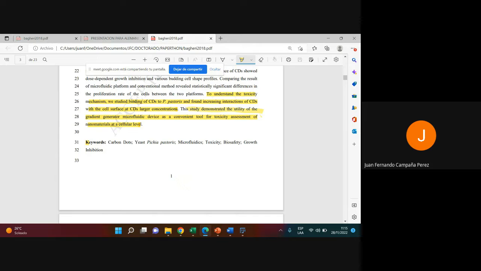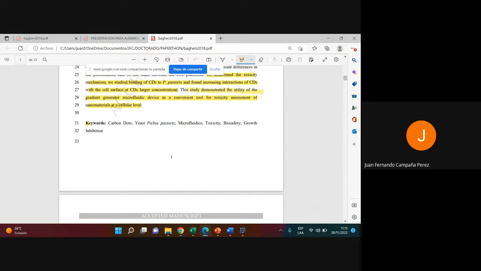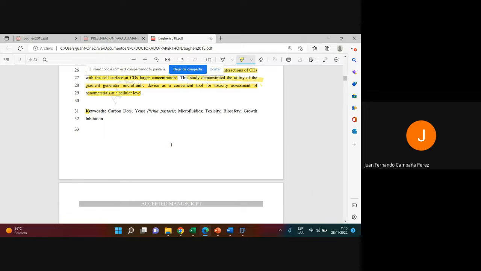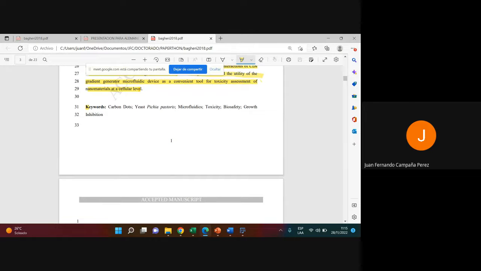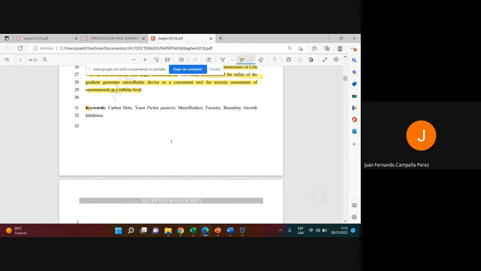So to understand the toxicity mechanism, they study the binding of these carbon dots to the yeast Pichia pastoris, and found increasing interactions of these carbon dots with the cell's surface area at larger carbon dots concentrations. And they found in this study the utility of this gradient generator microfluidic device as a convenient tool for toxicity assessment of nanomaterials at a cellular level.